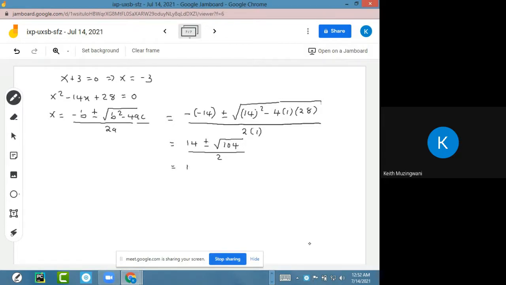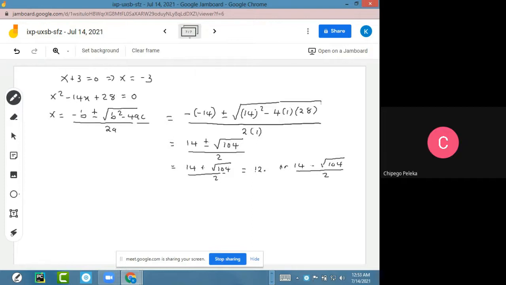So when you have 14 plus this over 2, it's the same as we're having 14 plus 10, that is 24. 24 over 2, that is 12. So we have 12 point something. Then 14 minus 10 point something over 2, that is 14 minus 10 point something, that is 4. So now it will be 3 point something.